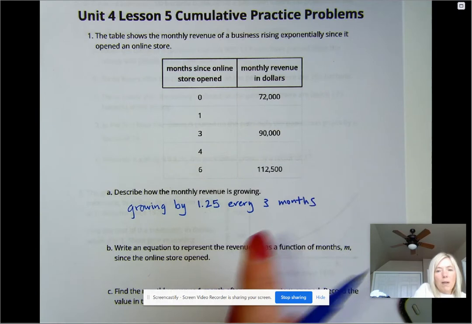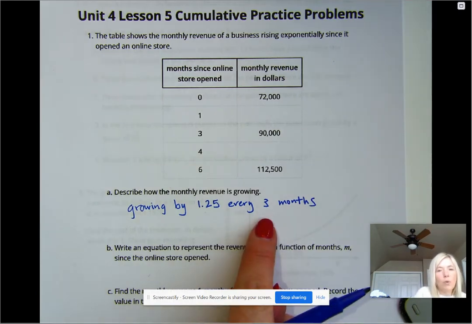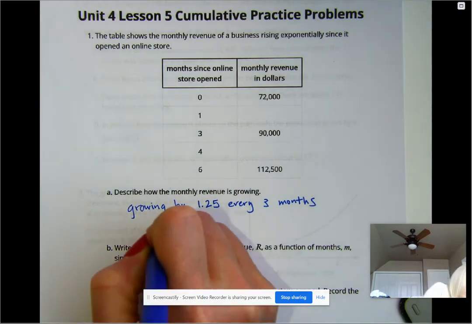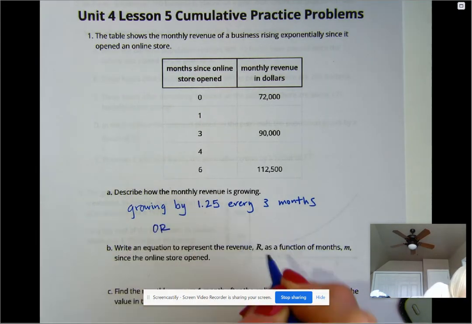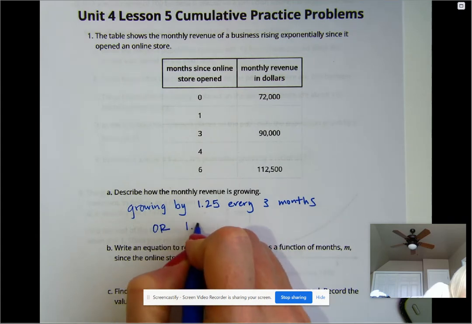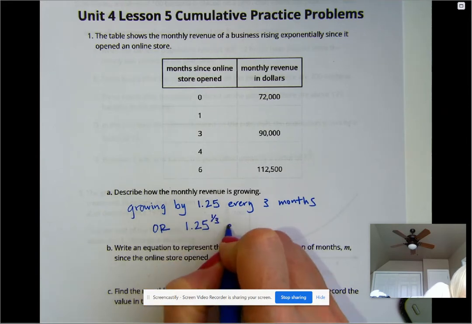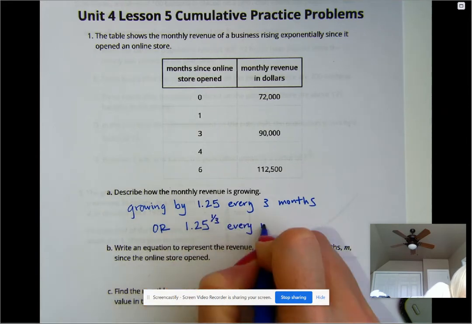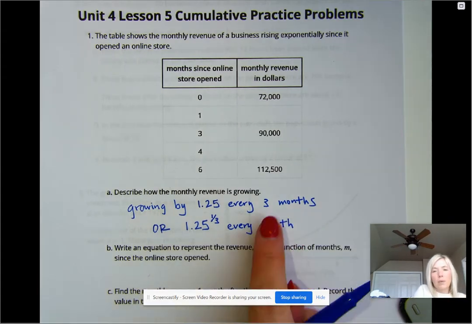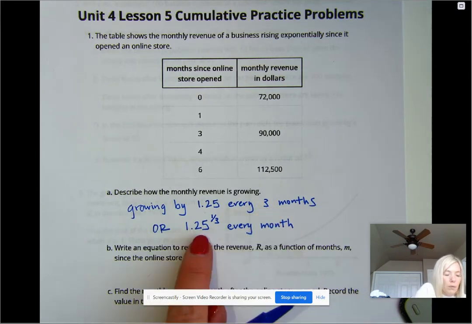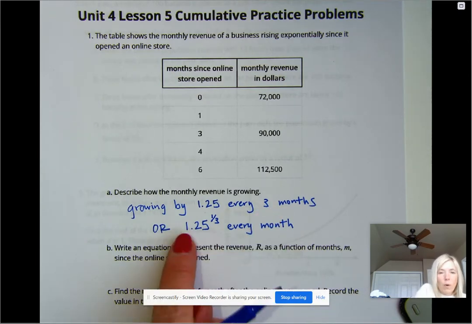But then what does that mean monthly? So if I just wanted to know what it's going to grow by each month, and my current data is for every 3 months, I'm just going to use a fraction exponent. 1.25 to the 1/3 every month. Since the information that we have is the factor for every 3 months, in just 1 month, it would be 1.25 to the 1/3.